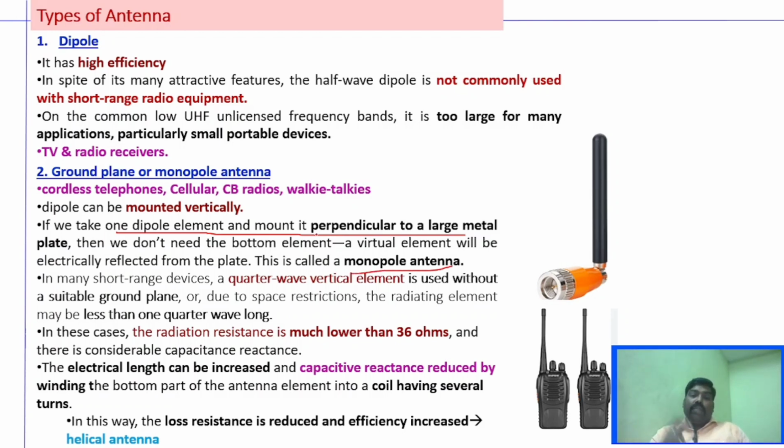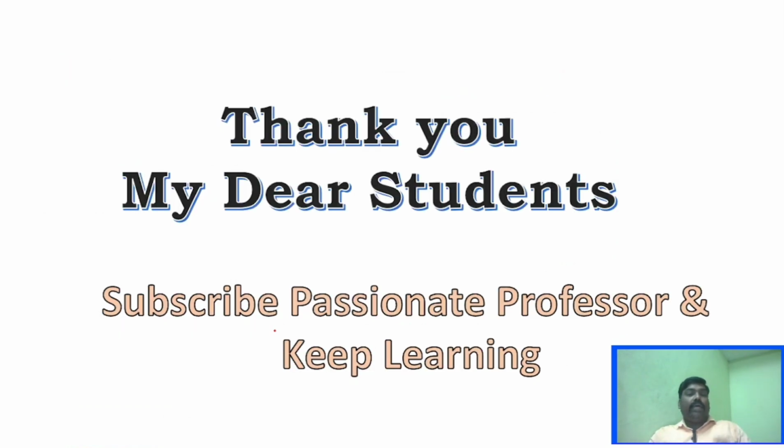And the length will be a quarter wave vertical element, used without a suitable ground plane in some cases. We don't need a ground plane in some cases, and in most of the cases we will have a ground plane. And the radiation resistance is much lower. That is, the dipole is capable of producing 73 ohms, whereas here it is 36 ohms. But due to the size, it is predominantly used. The electrical length can be increased and the capacitive reactance reduced by the winding at the bottom of the antenna, which can also be increased by number of coils in the ground plane. And this is about monopole antenna.